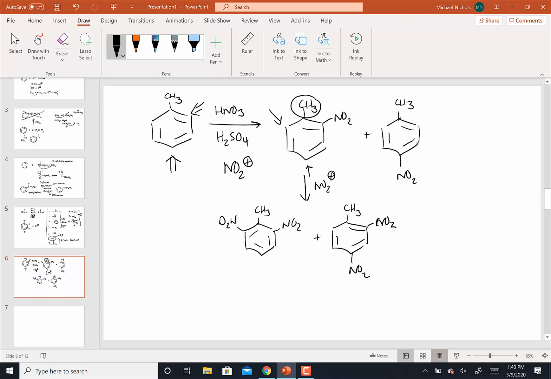So whenever you have multiple groups on the ring, whoever is the highest on the chart does the direction. What if you have the same group in different positions? Well, if they're directing to the same positions, that's where the group's going to go. If they're directing to opposite positions, it's going to go everywhere. So you're going to end up with a lot of multiple products. So in this case, I would get those two nitro products.